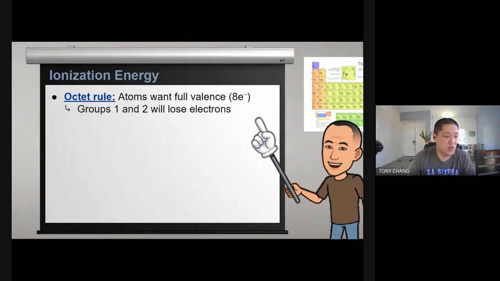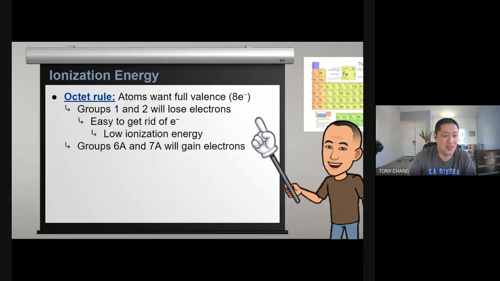Groups 1 and 2 will lose an electron or 2. Okay. Group 1 will lose 1 electron. Group 2 will lose 2 electrons, so that it can become like a noble gas. Okay. Easy to get rid of electrons. Low ionization energy. I explained that a little while ago.